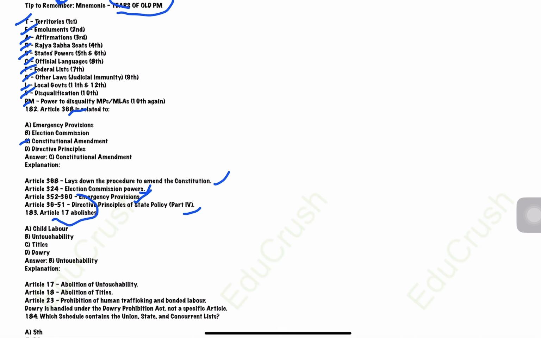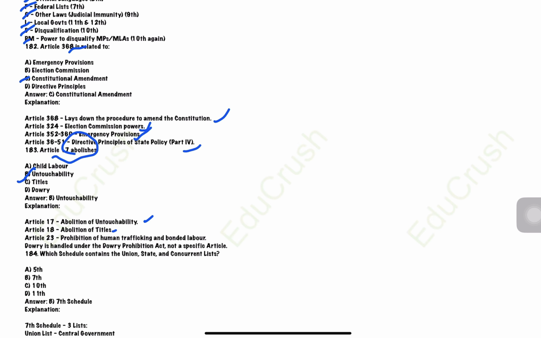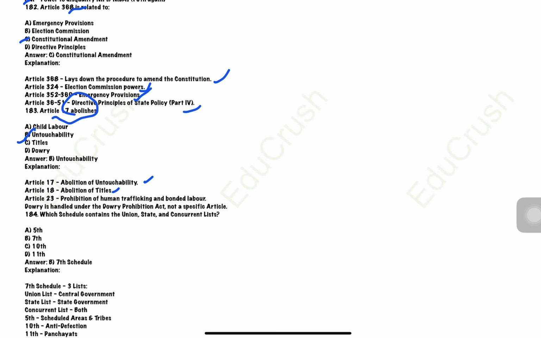Next, Article 17 abolishes untouchability. So Article 17 untouchability, abolition of untouchability. Article 18 abolition of titles. Article 23 prohibition of human trafficking and bonded labor. Dowry is handled under the Dowry Prohibition Act, not a specific article.